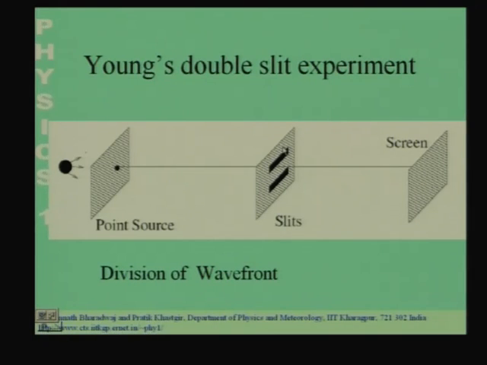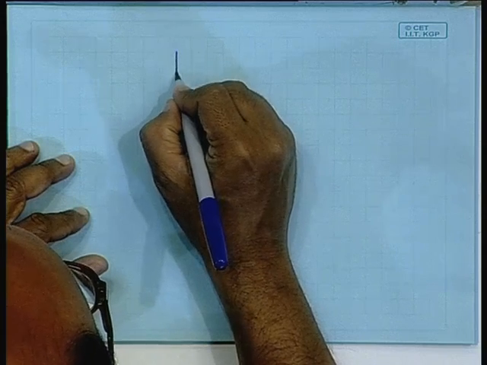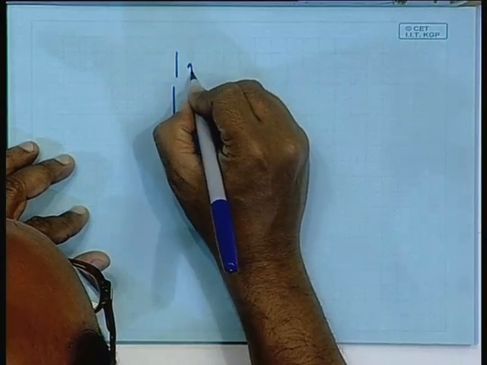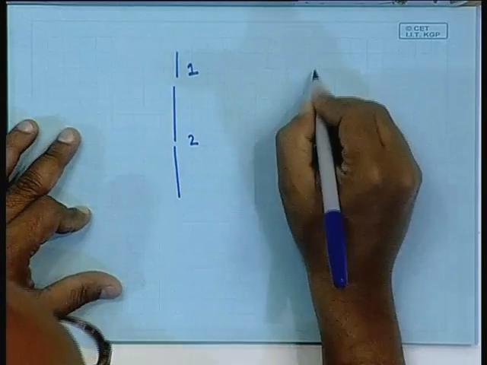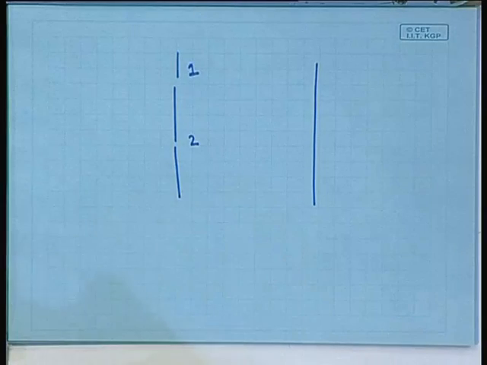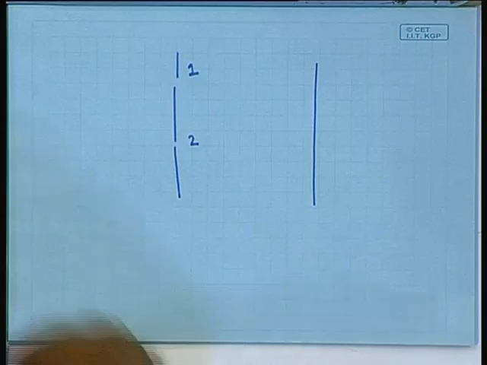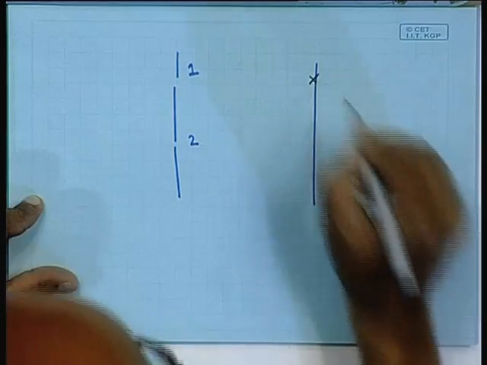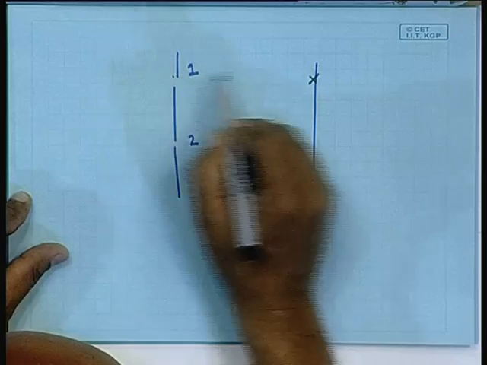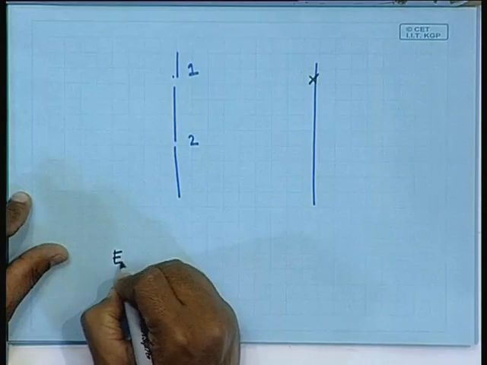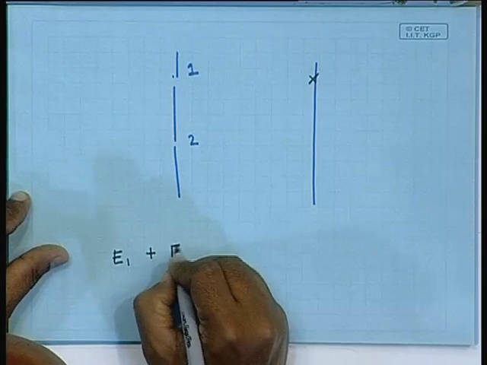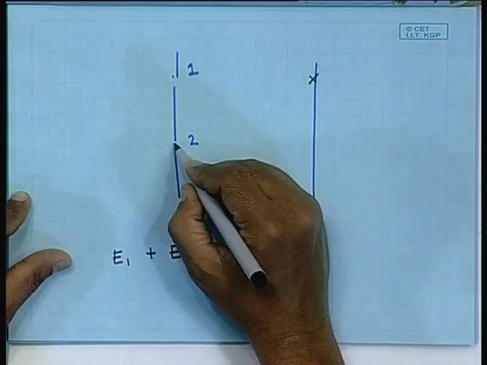Let me draw the picture for you here. I have the two slits, which I call 1 and 2, and this is the screen. Now, if you wish to calculate the intensity at any point on the screen, let us say at this point, it is going to be the sum of the wave from 1, E1, plus E2, where E2 is the contribution from here.